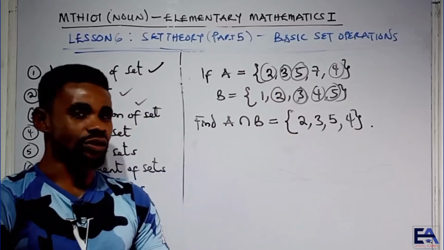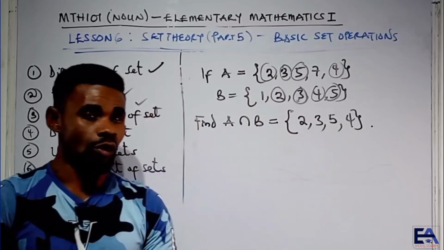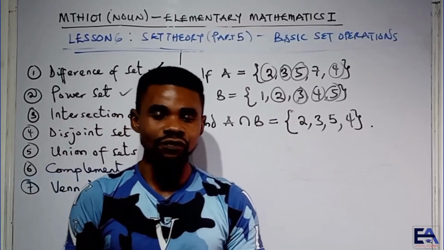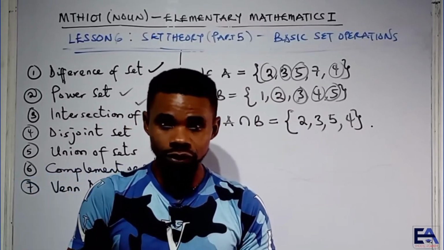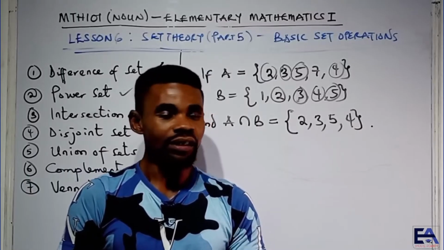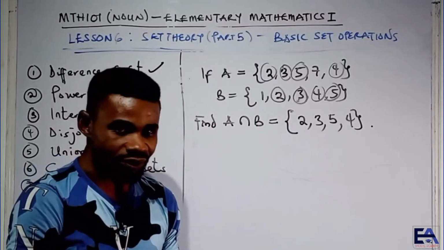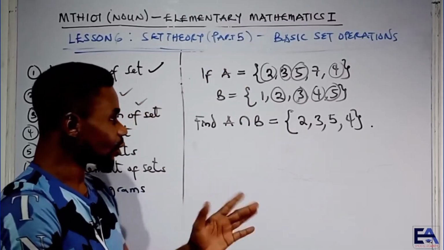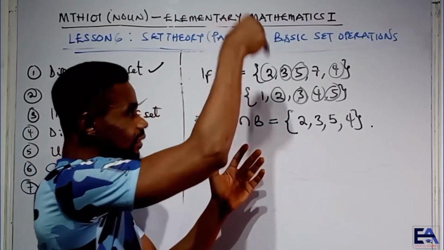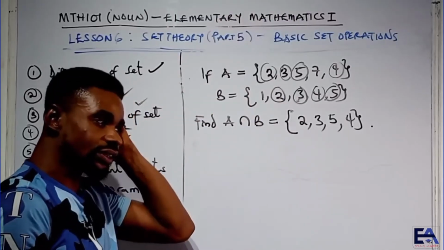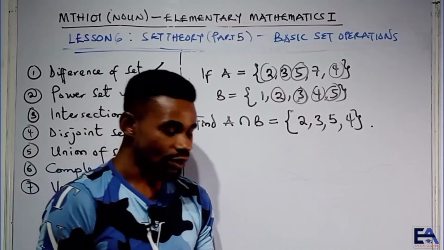So intersection does not only occur between two sets, it can occur between even up to 3 sets or even more. What matters is the fact that some elements are common to those sets involved. I believe you get that. The intersection symbol looks like the letter N, like an inverted U, and it represents the intersection of sets.